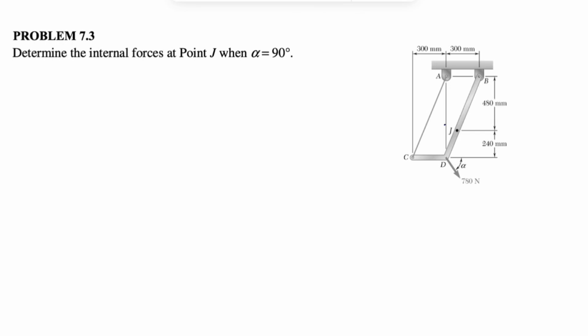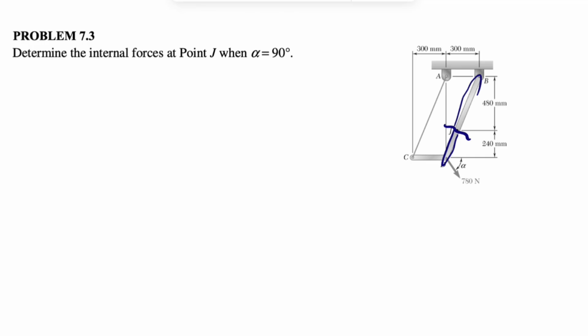Alright guys, welcome back. We're going to be solving question 3 from chapter 7 of the Beer and Johnston Engineering Mechanics textbook. In this one, we need to determine the internal forces at point J when our alpha here is 90 degrees. So first of all, for finding the reactions at J, we can do a section at J and either go with this part or the bottom part.